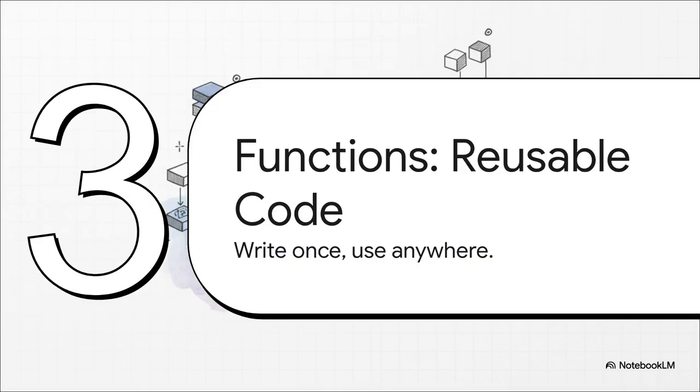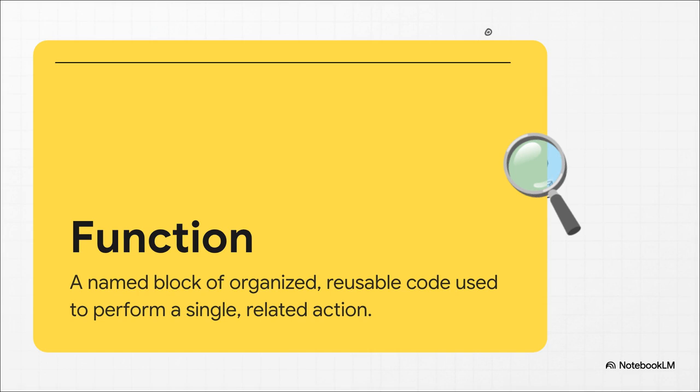Next up, let's talk about something that will make your life as a coder so much easier. Functions. They are all about the don't repeat yourself rule, which is a huge deal in writing good, efficient code. So a function is basically a reusable chunk of code that you get to create yourself. Instead of writing the same lines over and over again, you can just package them up into a function, give it a name, and call that name whenever you need it. It's the secret to keeping your code clean and manageable.